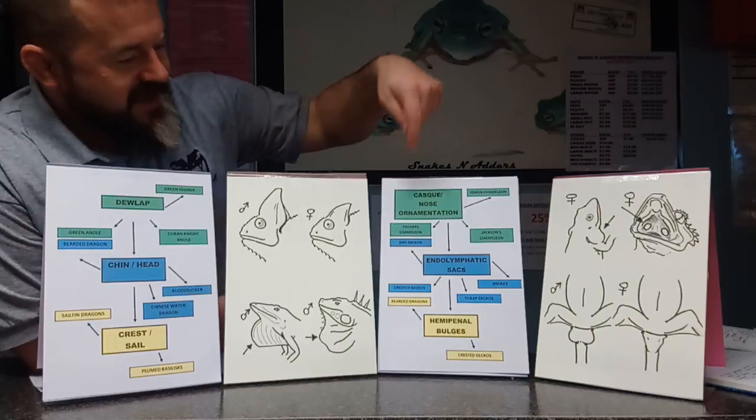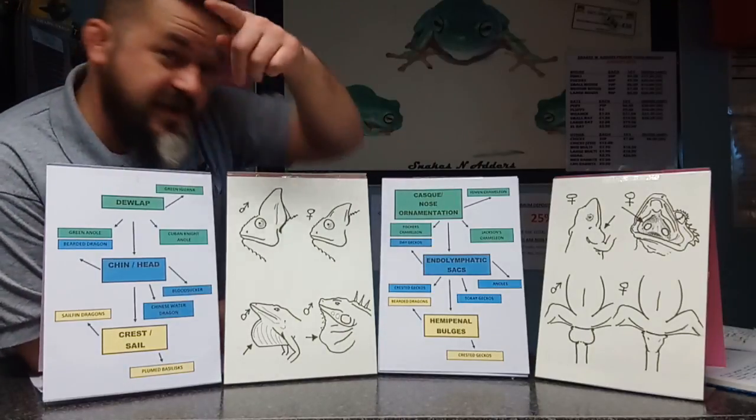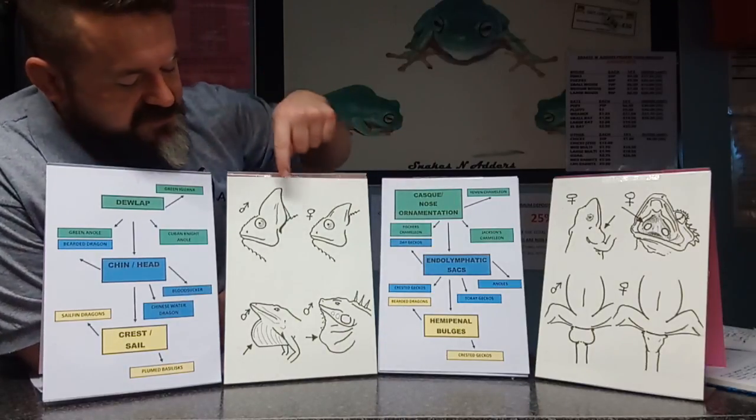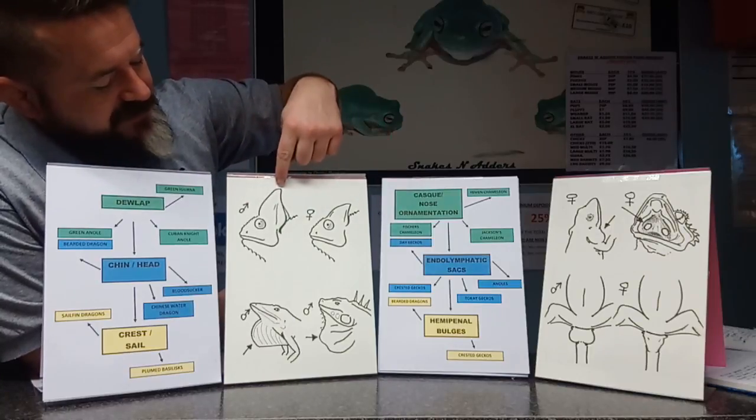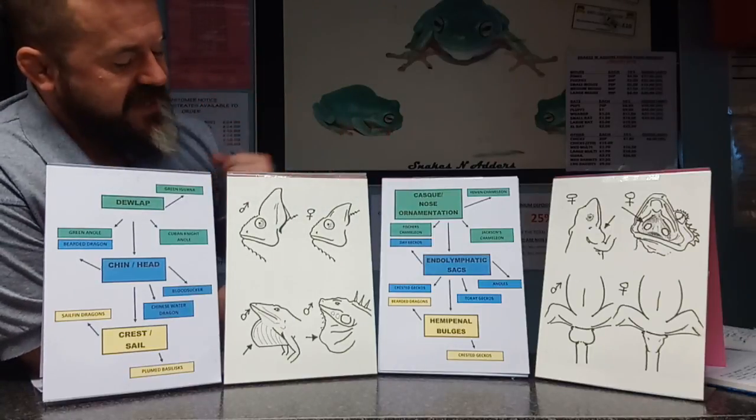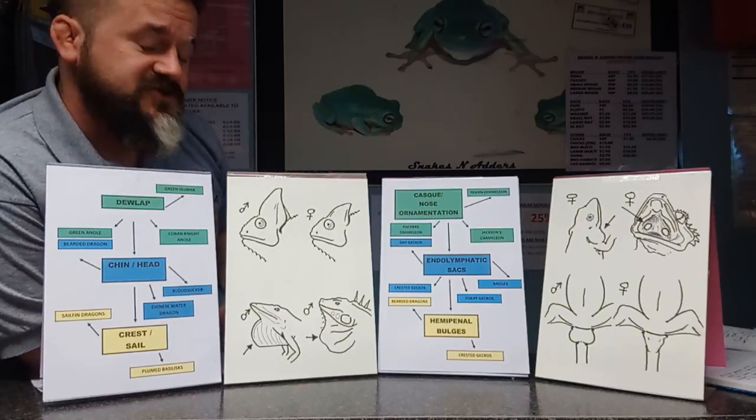Back to this one. Casques. I knew I'd got it in here somewhere. You thought I'd cocked it up, didn't you? So, casques. A boy Yemen chameleon. Big, tall, massive casque. And then a female, she's got a far shorter casque.